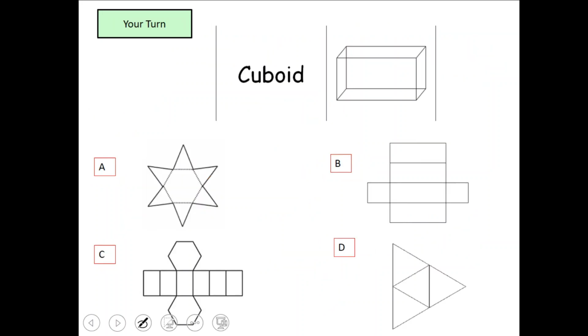So now your turn. Use the previous example to help you work this out. How many faces have you got? What shapes make that 3D shape? Please pause the video and have a go.